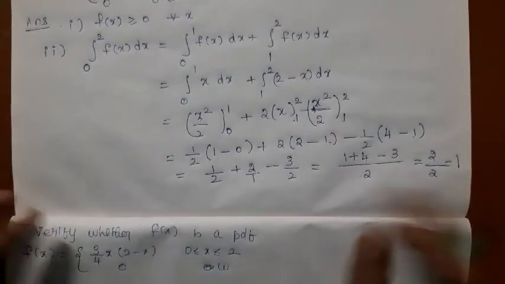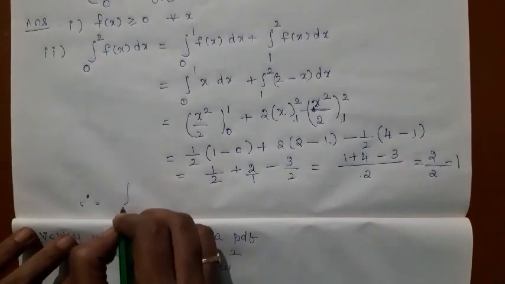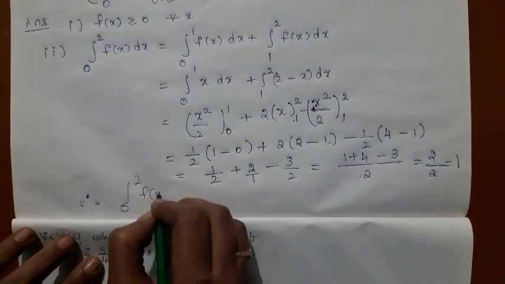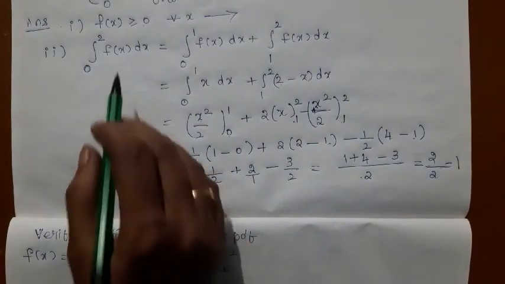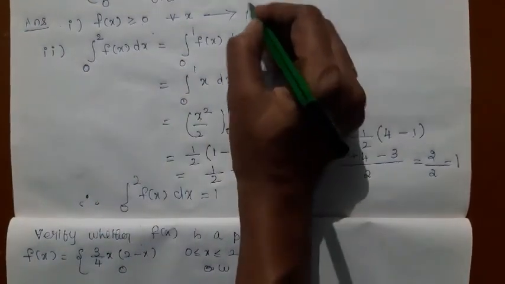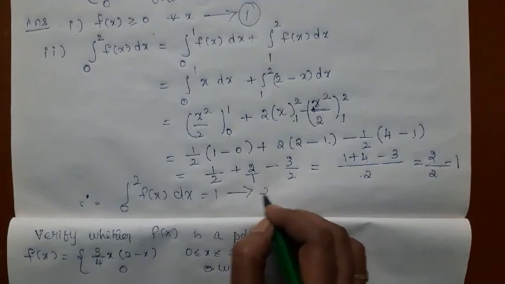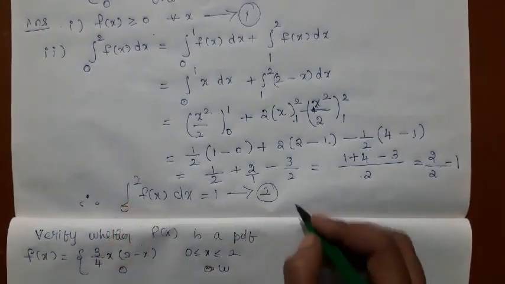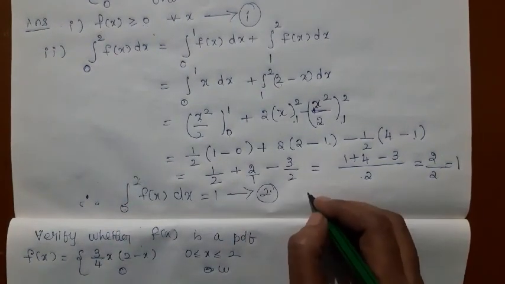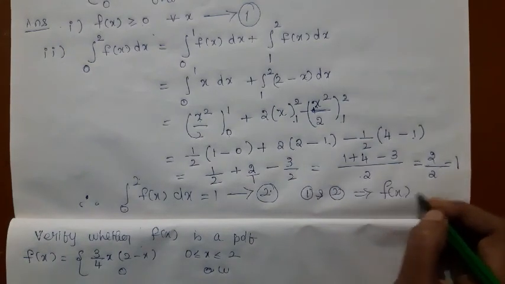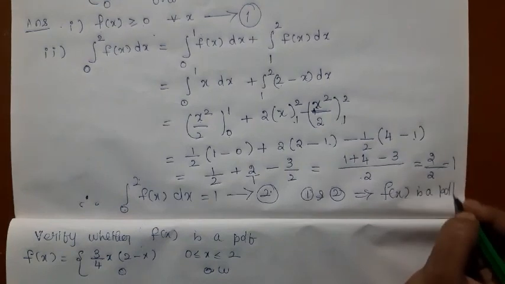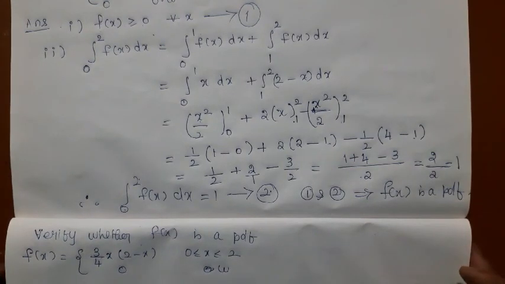So when you integrate f of x over the full range of x, you get 1. So the first condition, that f of x is greater than or equal to 0 for all x, is satisfied. And the second condition, that when you integrate over the entire range, you are getting 1. So 1 and 2 implies that f of x is a PDF, probability density function. You have verified. Fine. Okay, let's go to the next problem.